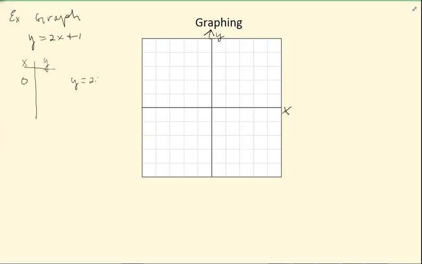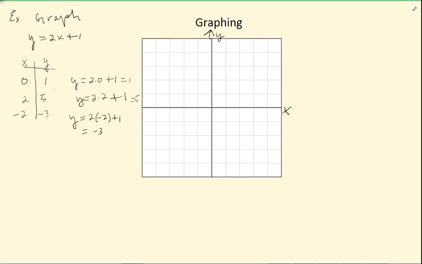This is 2 times 0 plus 1. So that we know that's a 1. So it's like we didn't have to actually do any solving on this one. Okay, let's pick another value. How about 2? Well, y would be 2 times 2 plus a 1, which is 5. Okay, and we can pick some negatives. How about negative 2, for example? Y is 2 times negative 2 plus a 1. That's going to give you a negative 3. So there's a negative 3.